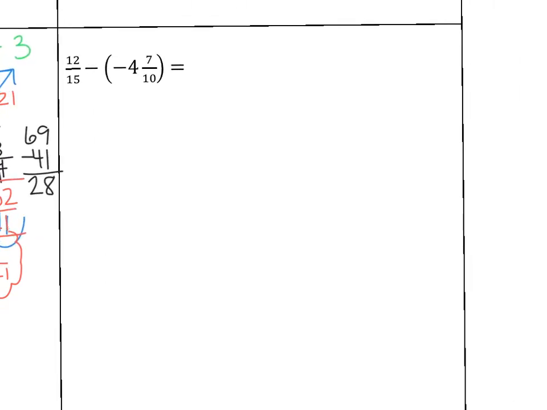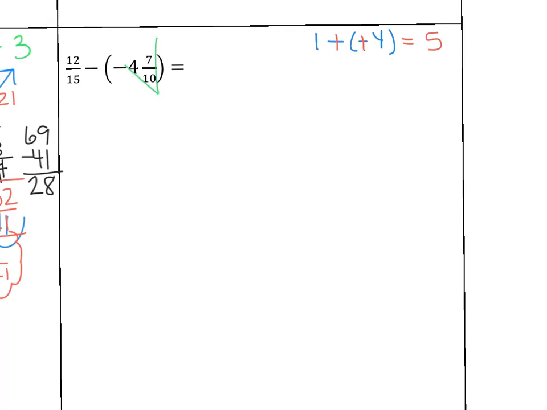All right, on the estimation on this piece, 12/15 isn't quite a whole number, so I'm just going to round it to 1 minus -4. Hopefully we know additive inverses says add the opposite. So I really just have 1 plus 4, which is 5. So my answer should be around +5. Let's go ahead and do our improper fractions.